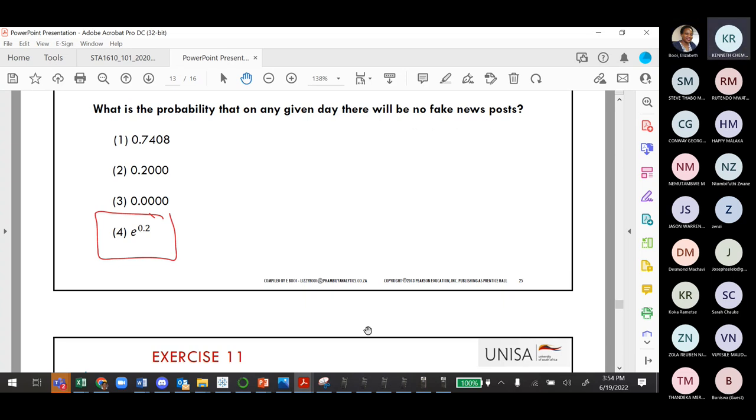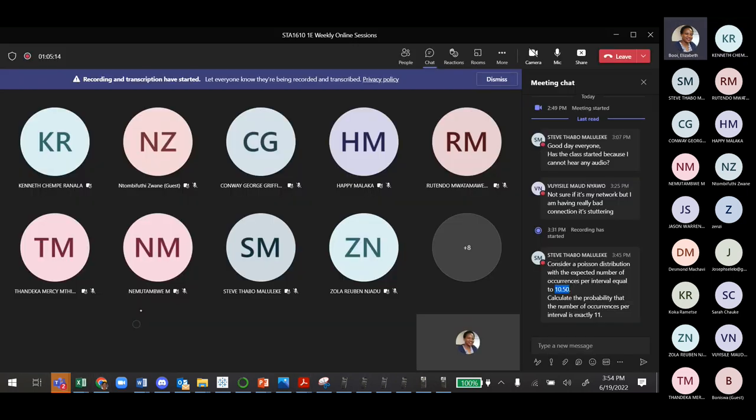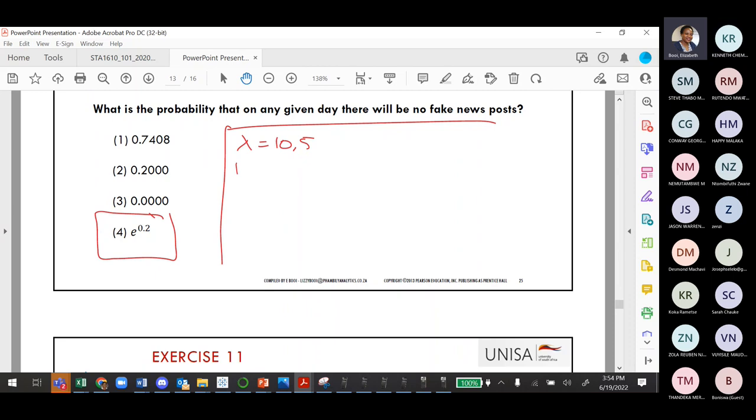So I will write the values here. The question is, calculate where lambda is 10.5. And what did they say? Exactly 11. So we need to find the probability that X is exactly, which means is equal to 11. You will just use your formula, e to the power of negative lambda, lambda to the power of x, divided by x factorial. So you'll just substitute the values. e to the power of minus 10.5, times 10.5 to the power of your x, which is 11, divided by 11 factorial, and you will find your answer.